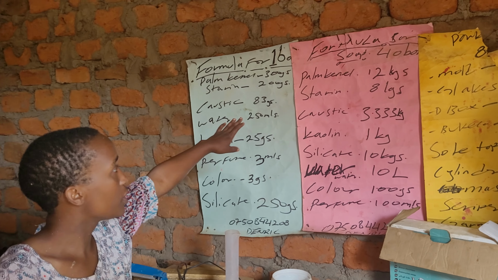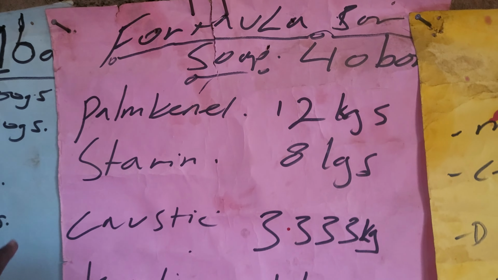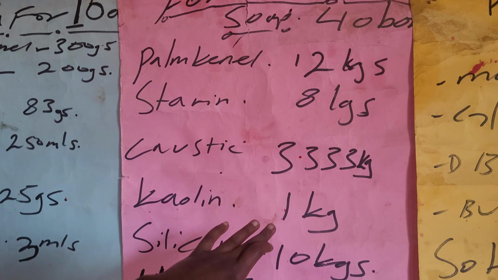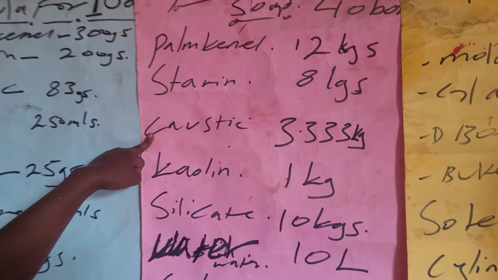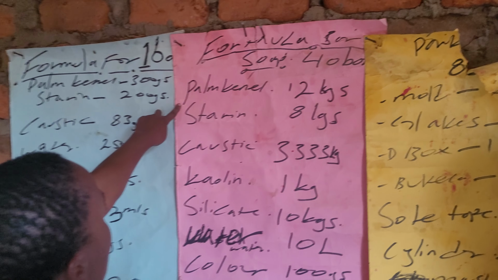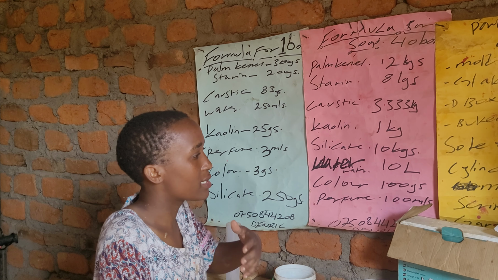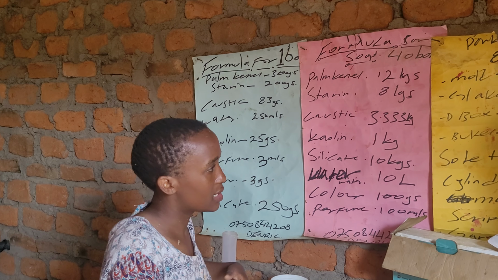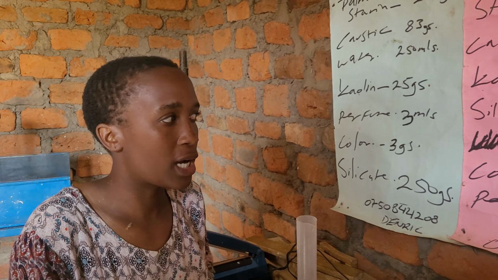The materials we need: palm kernel, 12 kilograms. We need stearin, 8 kilograms. Caustic soda, 3.333 kilograms. That is the sodium hydroxide. Yes, this is the acid we put in soap. This palm stearin is the one that makes soap big like this. And this palm stearin is used to bind the materials together so that soap comes out.